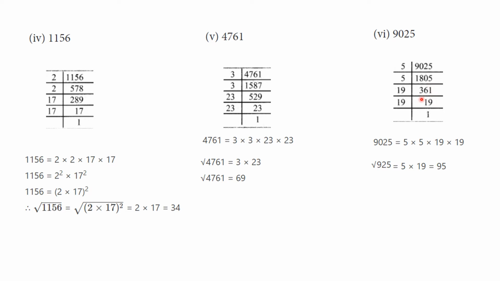Again 361. 361 means that the number divides only by 19, so 19 19s are 361. Next, the square root of 9025: take one number from the first pair, 5, and from the second pair, 19. So 5 into 19 equals 95. 95 is the square root of 9025.